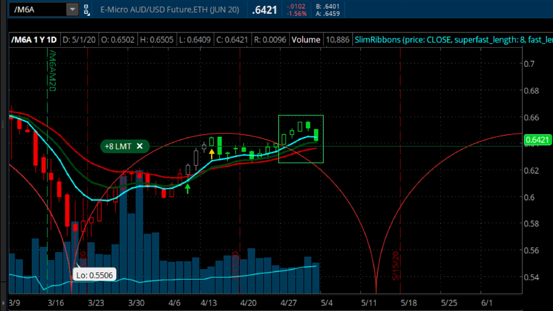And I'll be carefully looking at the pricing. You'll notice on the screen, if you look to the left side of the screen, you'll see a +8 LMT. That means I have an order in there, a limit order of buying back 8 contracts. You remember earlier on the spreadsheet I said my target price was 0.6376? Look at the price at the top of the screen, 0.6421. So we're not too far away.